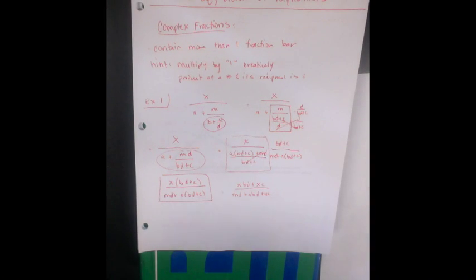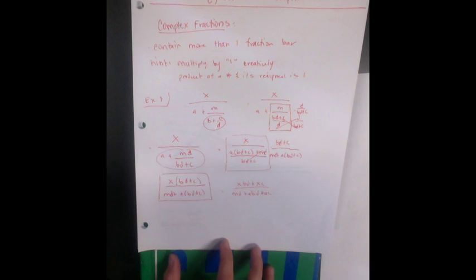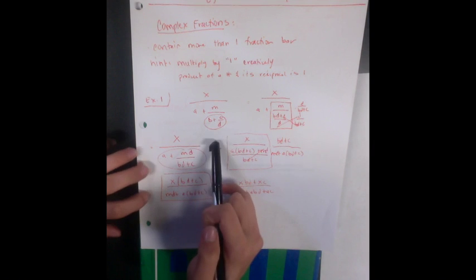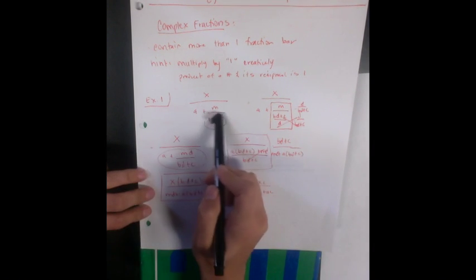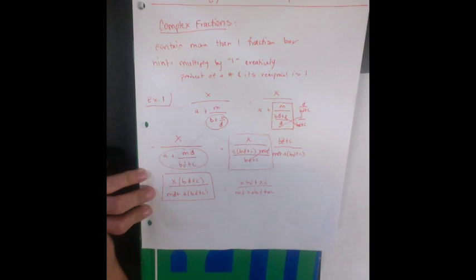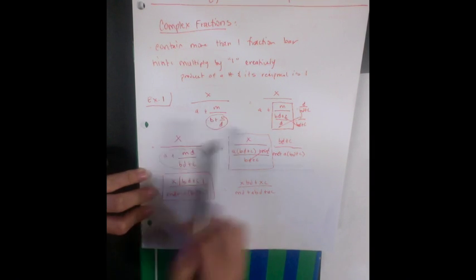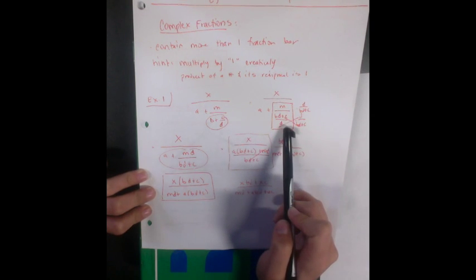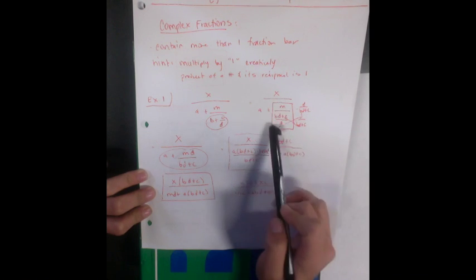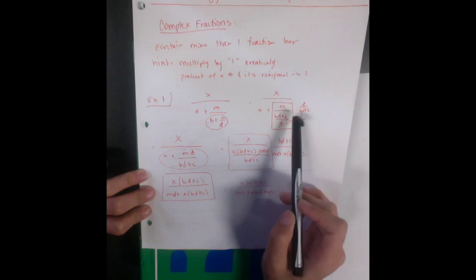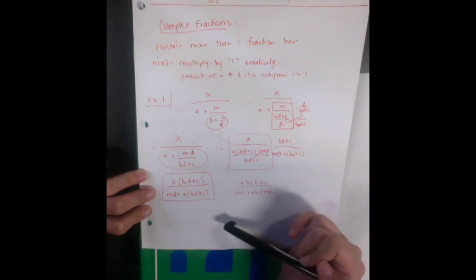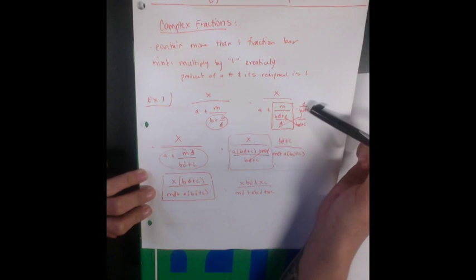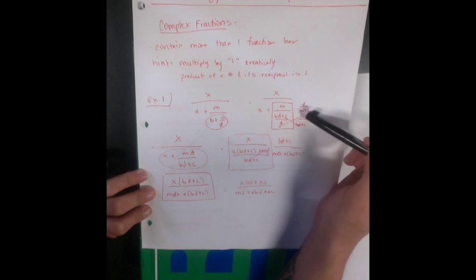So here's our whole first example. We have x over a plus m over b plus c over d. Now, if we look at our bottom here, we want to combine these two into one fraction, which gives me bd plus c over d. And in this box here, I want to simplify this so that I don't have a fraction in my denominator. So I multiply by the reciprocal of my denominator, which is d over bd plus c.